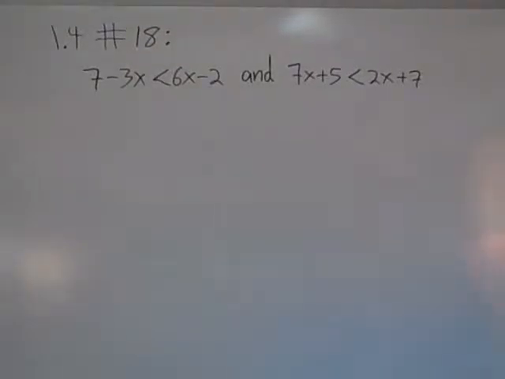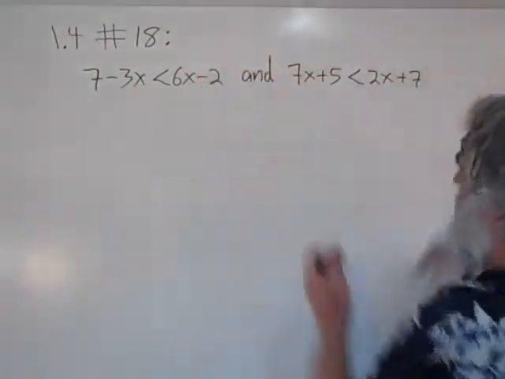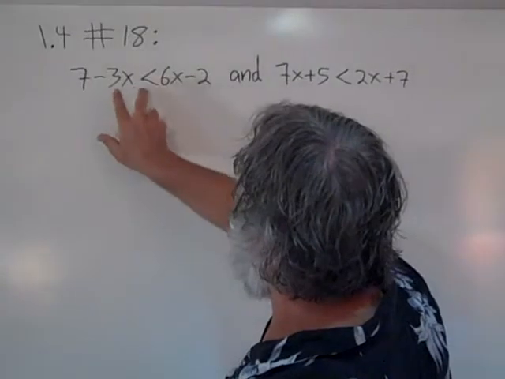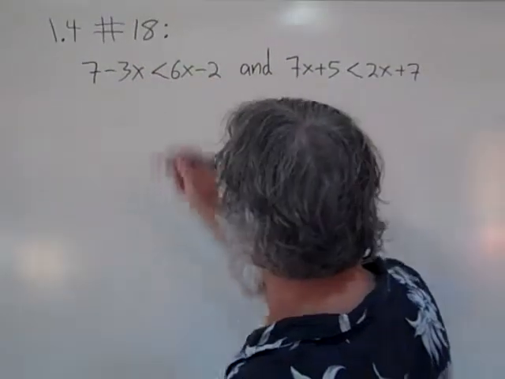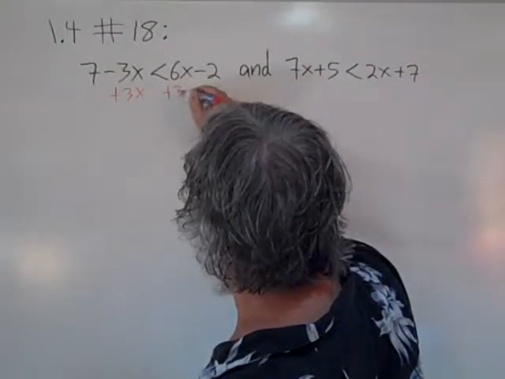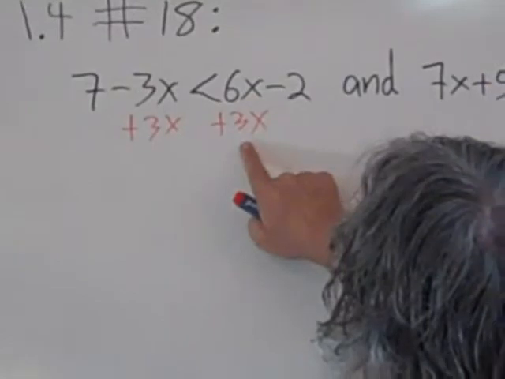Okay, here's another compound inequality problem. So we solve each linear inequality separately first. For this one, I want to get all the x terms on one side. I think I'll move the 3x's over to the right by adding 3x to both sides. So now this will be 6x plus 3 is 9x minus 2.